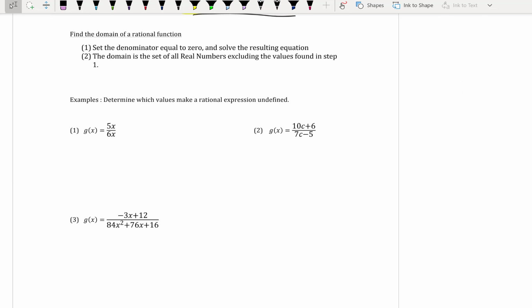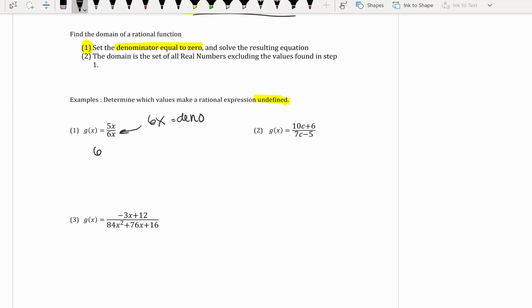It says determine which values make a rational expression undefined. So here are my steps up above. For step number 1, set the denominator equal to 0. And you're just like, okay, well, I can do that. So if I'm looking at the denominator, it's 6x. I want to make sure that's equal to 0 in order to find the value which is going to make it undefined.